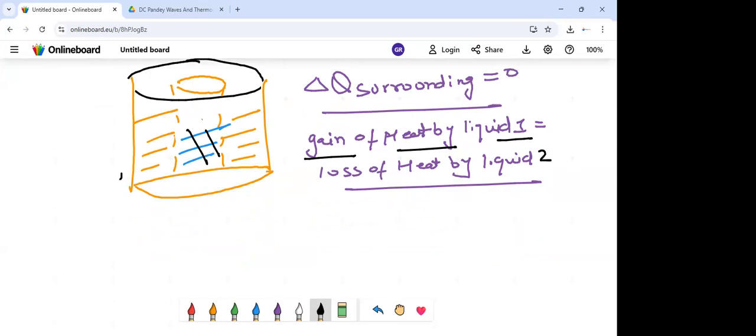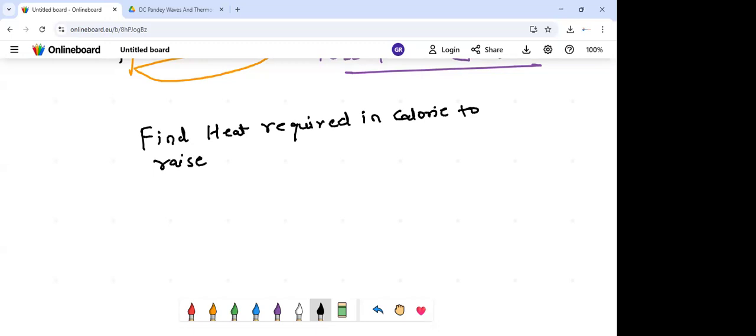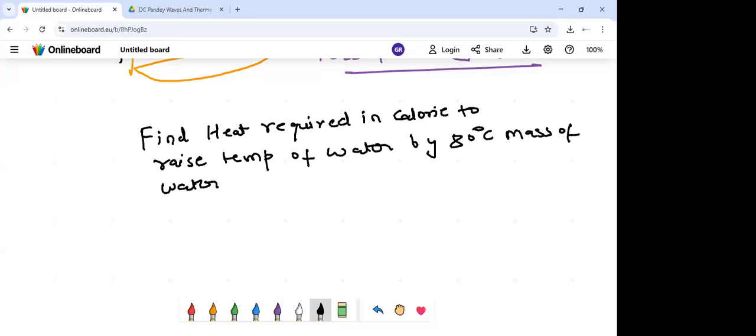All right. Let us start with a very basic question and then slowly we will increase the difficulty. Try out this question.